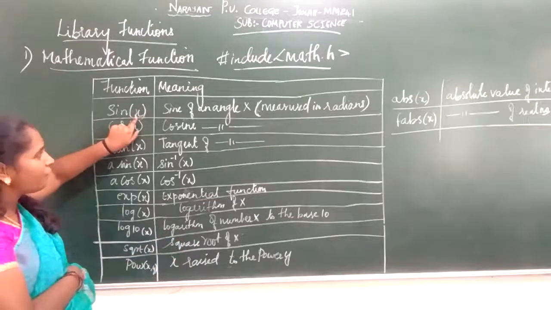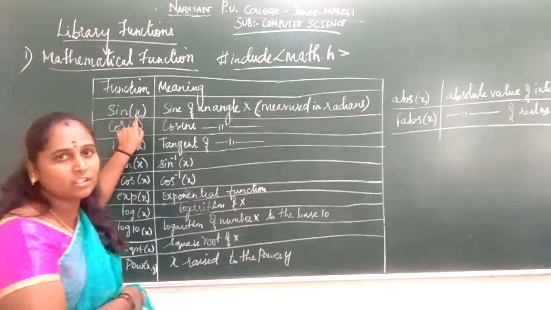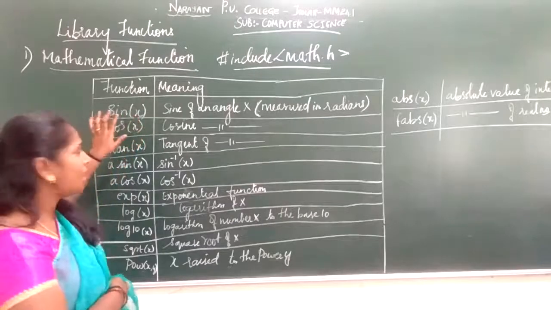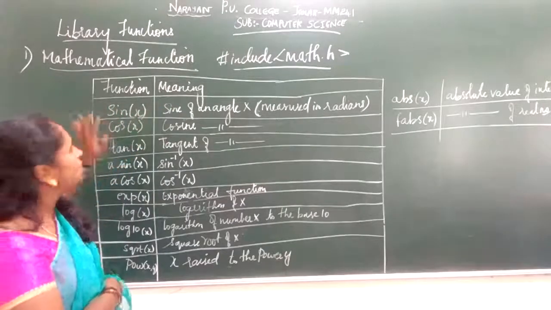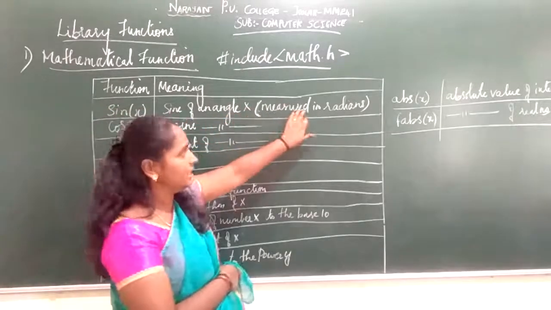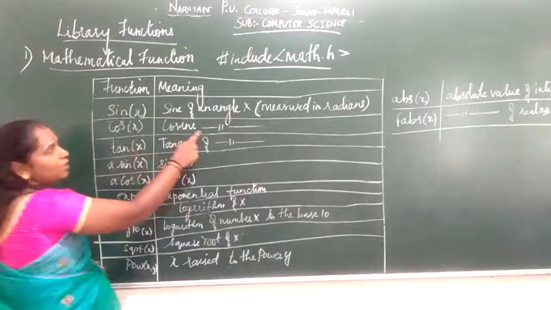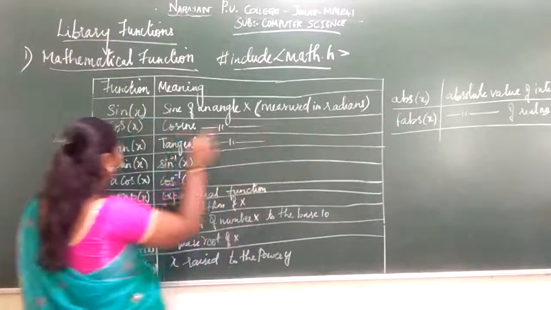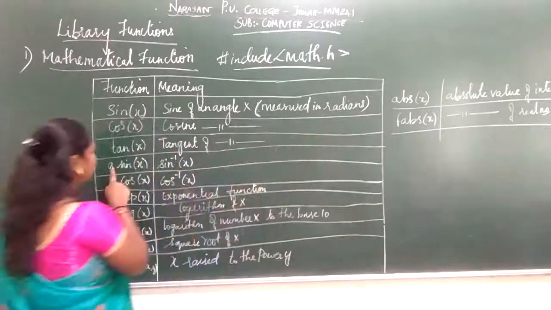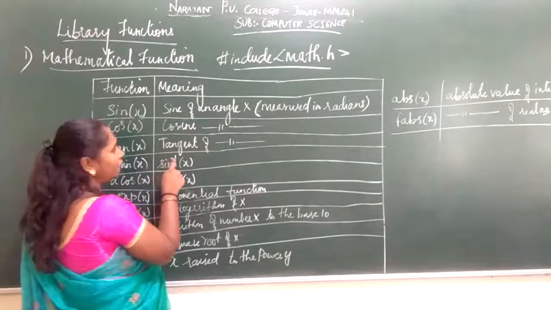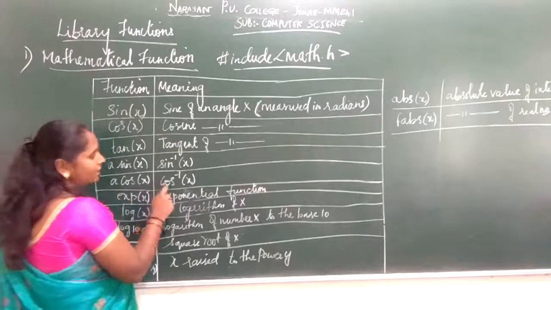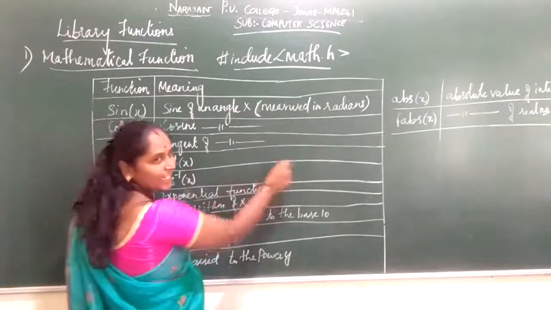First one is sin(x). You have already studied in your high school about sine, cos, tan, cosec, secant, everything. Similarly, in a programming language, if you use sin(x), it is nothing but the sine of an angle measured in radians. Similarly, cos(x) is the cosine of an angle measured in radians. Then tan(x) is the tangent of an angle x measured in radians. Next, asin(x) is the inverse sine of x, measured in radians. Similarly, acos(x) is the inverse cosine of x, measured in radians.